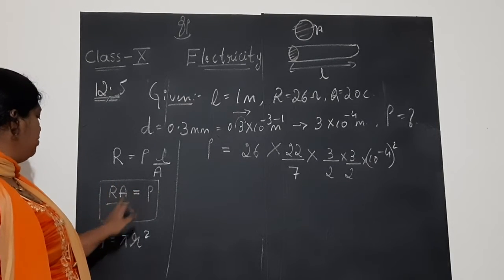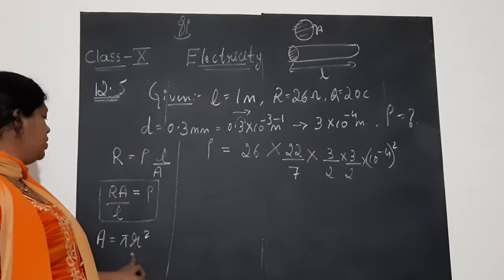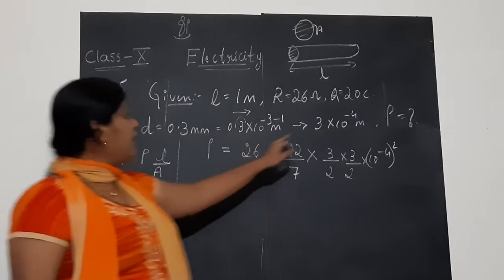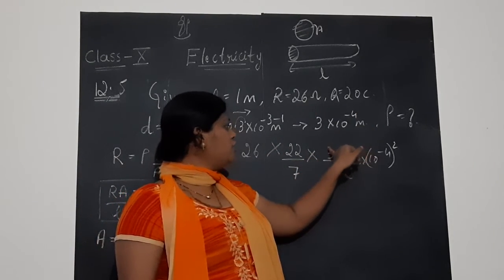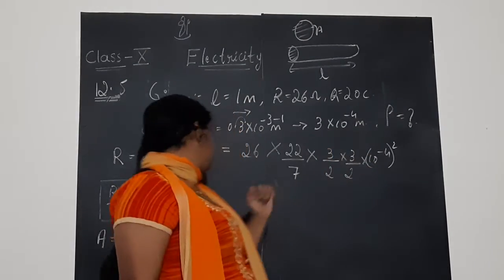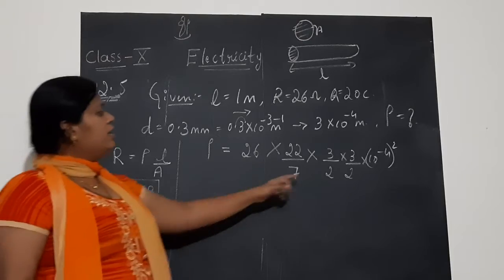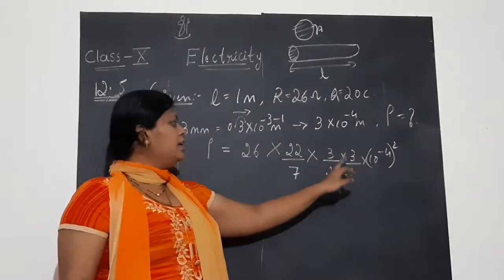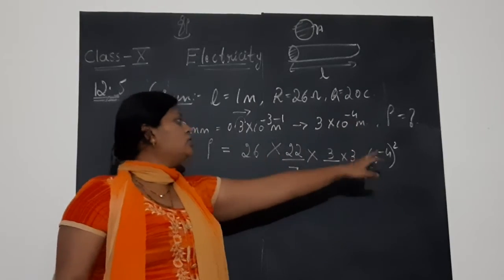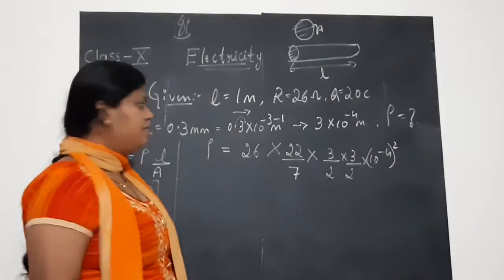In place of area I am applying the formula pi r square. Pi is 22 by 7. Radius, diameter I know, 3 into 10 power minus 4, means 3 by 2. 3 by 2 twice if I do r square. So you can either write 3 by 2 whole square or 3 by 2 twice. 10 to the power minus 4 is the power for 1 3, so to the power minus 2 I have written.